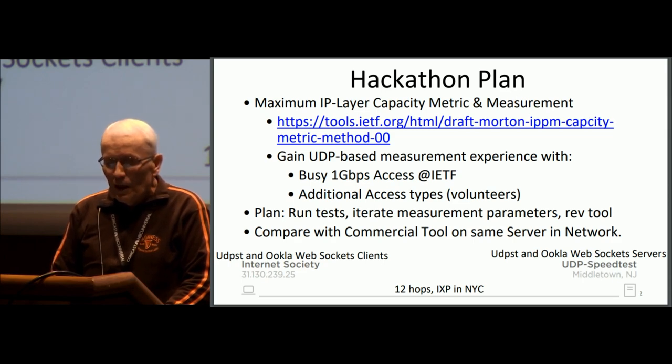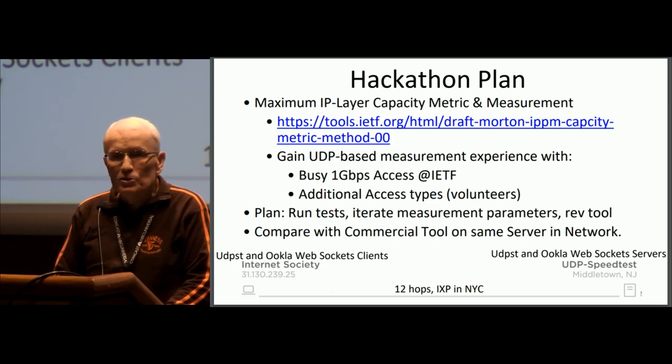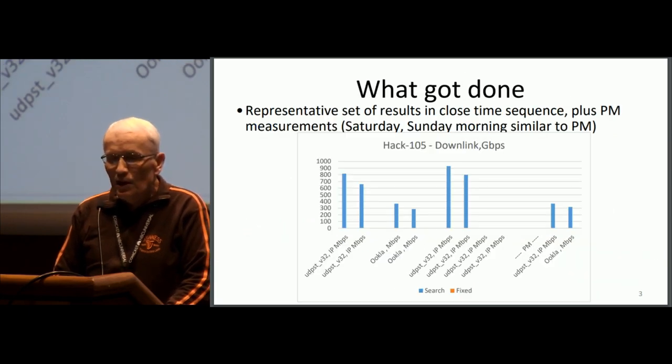Here we go. So we ran the tests, we iterated some measurement parameters, we're going to revise the tool based on what we learned, and compare with the commercial tool. Everybody knows what that commercial tool is. It's Euclid. So we ran from here side by side for the tests that I ran to the UDP server in Middletown, New Jersey, both servers and clients on the same machines. And here's a quick representative set of results.